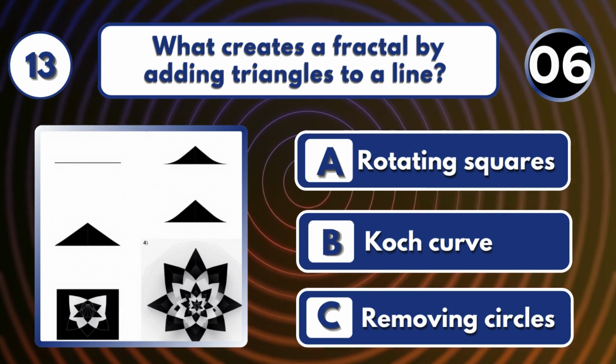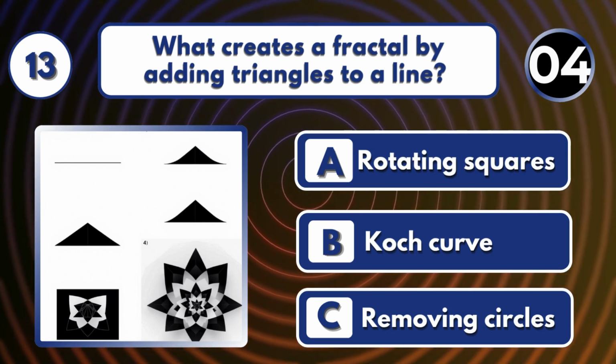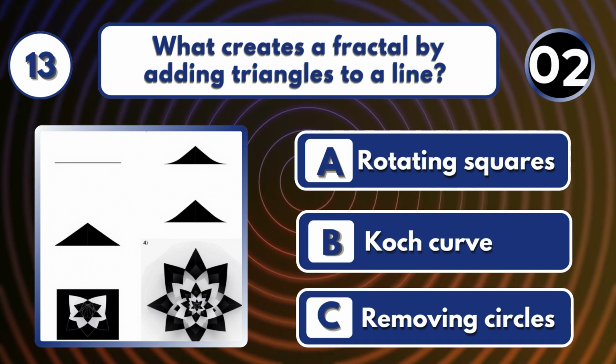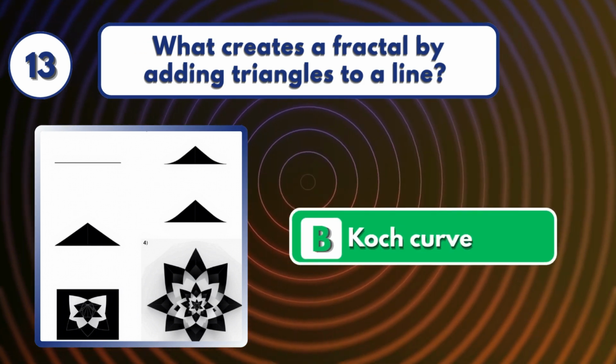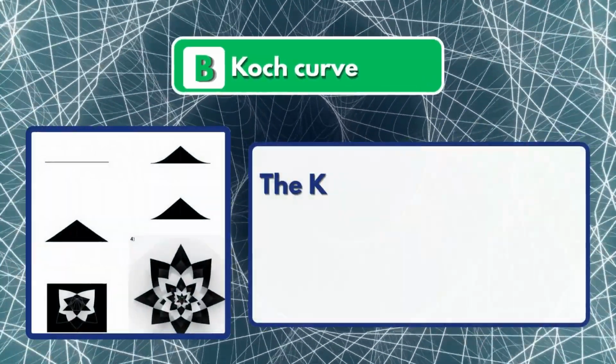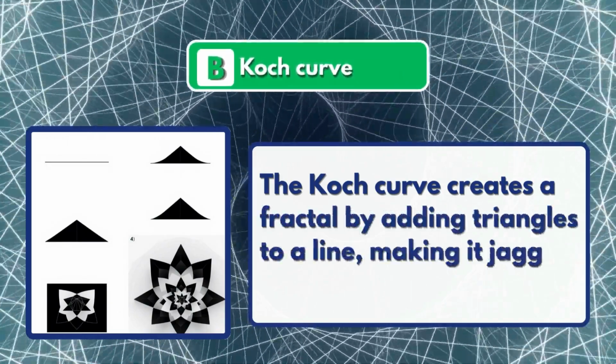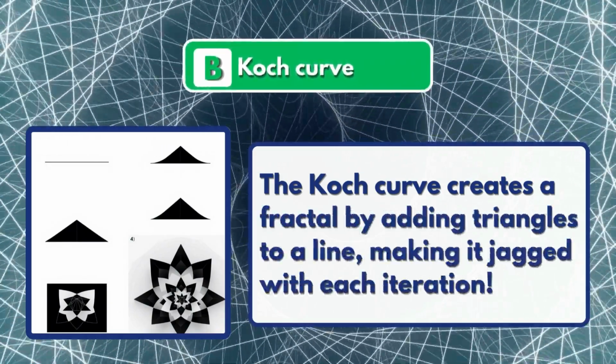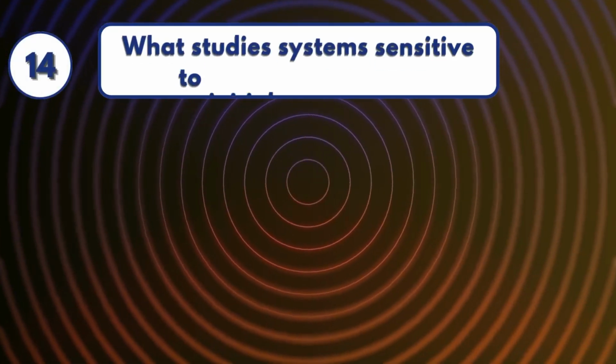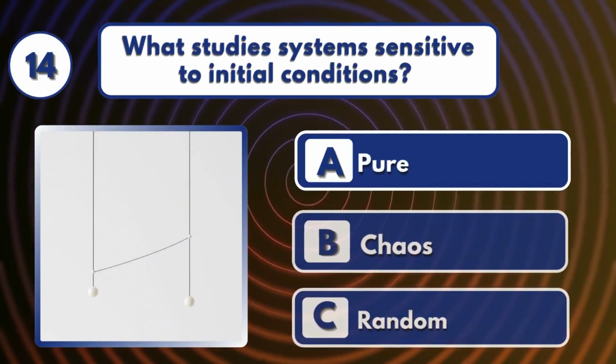Zoom in, crack the fractal code. The Koch curve creates a fractal by adding triangles to a line, making it jagged with each iteration. What studies systems sensitive to initial conditions?